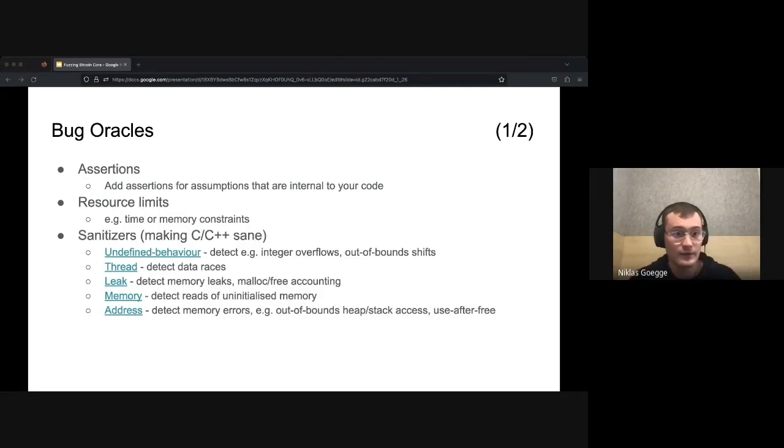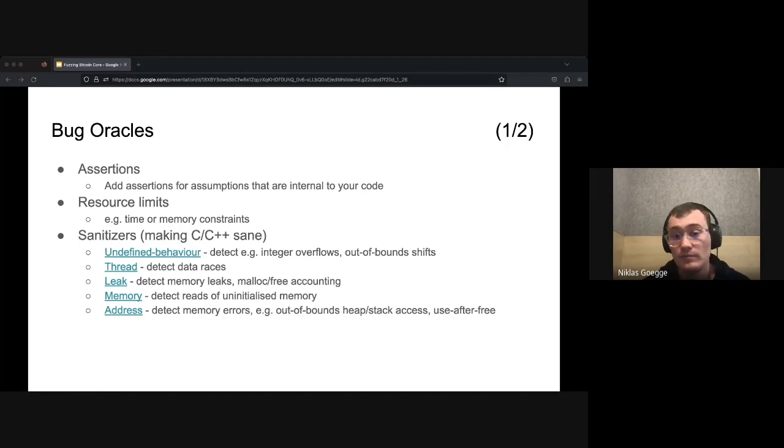So I have a non-exhaustive list of things that you can use as bug oracles. The first thing here is assertions. If in your code you place plenty of assert statements for assumptions that are internal to your code, then if on some input the fuzzer provides, one of those assertions hits, that should be a bug. Another thing is resource limits. Maybe your target has a specific requirement for how long something should execute or how much memory it should use at most. If those assumptions are violated, crash. It's another oracle.